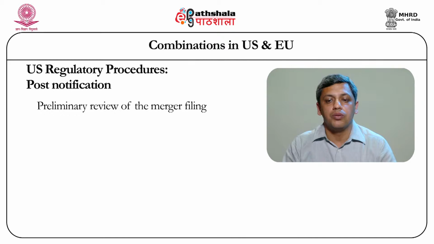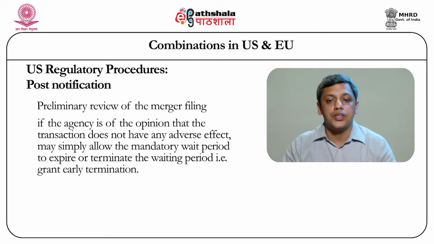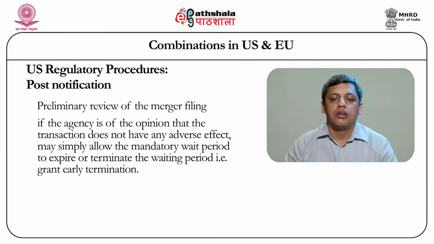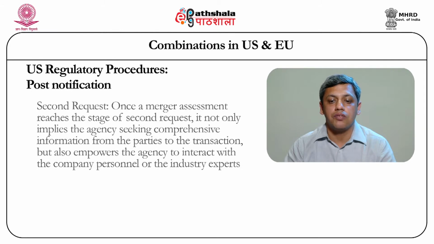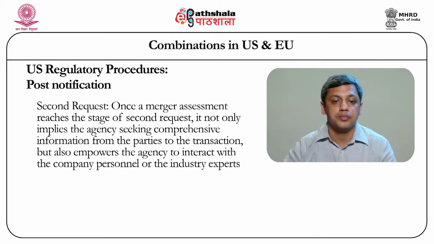Thereafter, the preliminary review of the merger filing starts. If the agency is of the opinion that the transaction does not have any adverse effect, it may simply allow the mandatory wait period to expire, or it may even terminate the waiting period, which is called granting early termination. On the other hand, if the agency is of the opinion that the transaction may have some adverse effect, the assessment reaches the stage of second request. It implies that the agency may seek comprehensive information from the parties to the transaction. It also empowers the agency to interact with the company personnel or the industry experts.